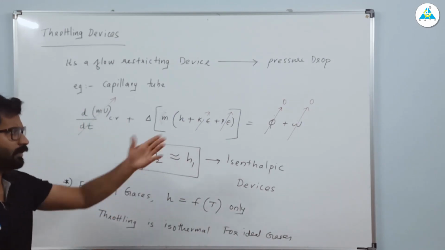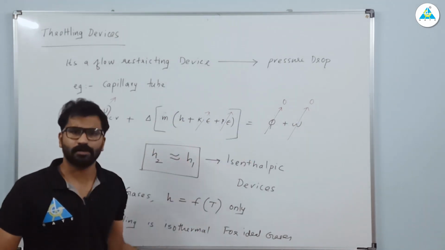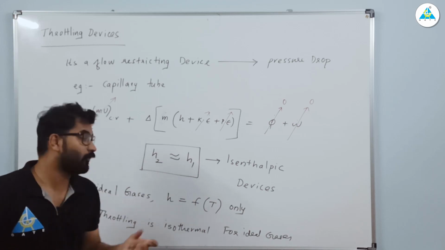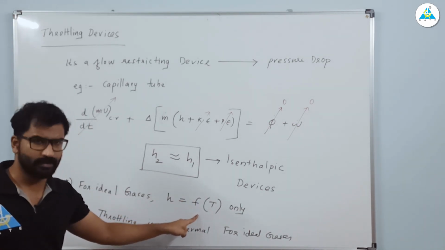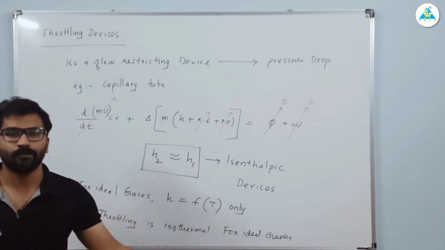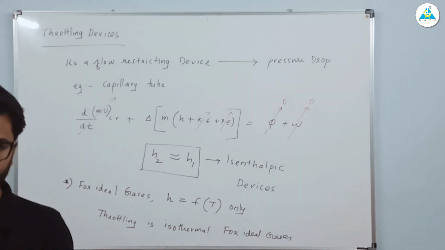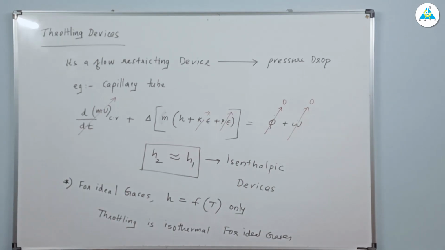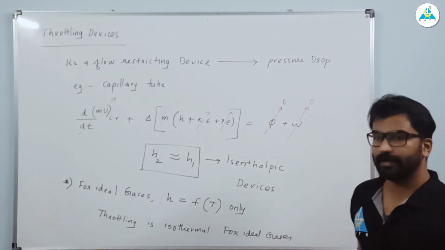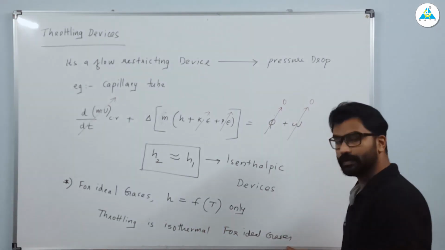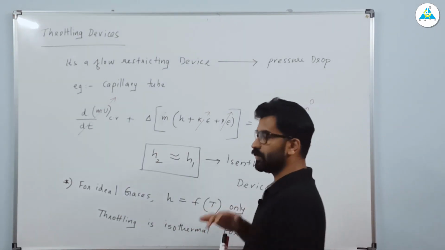Right? If it is not ideal, you can take it as adiabatic because it is an adiabatic case, no problem. But for ideal gases, throttling is isothermal because H is a function of temperature only. I hope you understood. Clear? So remember this as well. Throttling for ideal gases will be isothermal. Clear? So this also you have to remember.